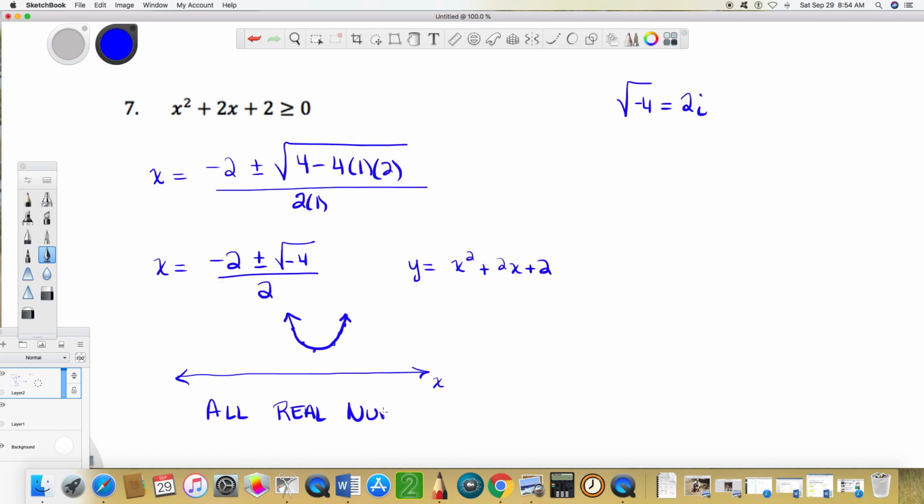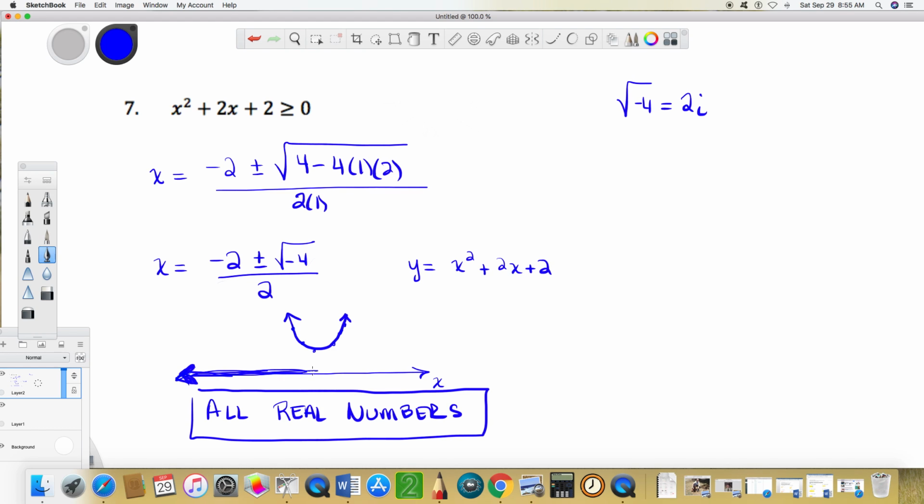Any number that you pick, doesn't matter whether it's positive or negative or rational or irrational, if you plug it in and do this arithmetic, I guarantee you that you will get a real number that is greater than or equal to 0. It will always result in a true statement for every number. So I shade in my entire number line. I didn't have any critical points that divided this number line into regions.